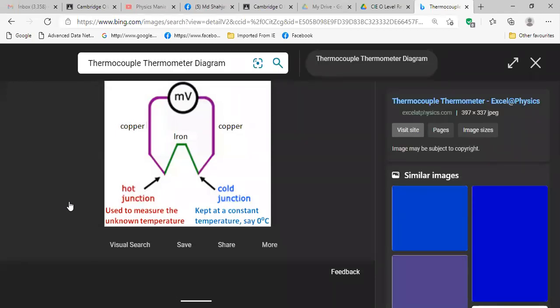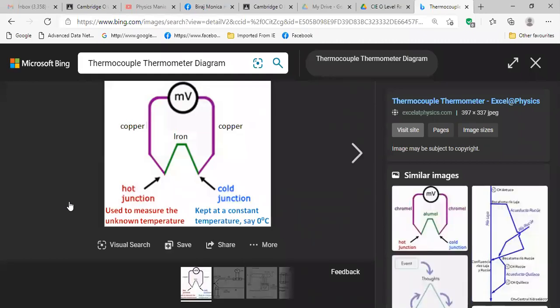So this one is a simple diagram. From here, we can understand a little bit. This is iron wire, and this one is copper wire, and there we have the junctions. First junction, and this one is the second junction. The cold junction is kept at a constant temperature, say 0 degrees Celsius. That is melting ice. And this one is the hot junction used to measure the unknown temperature. That means where you are going to measure the temperature.